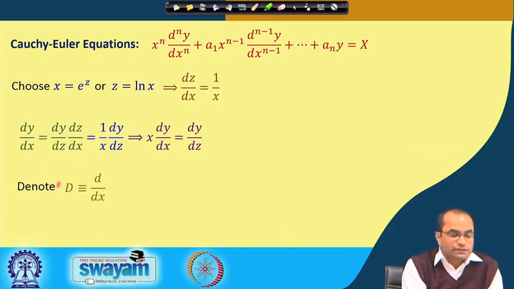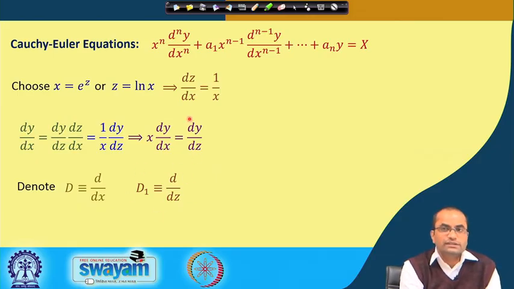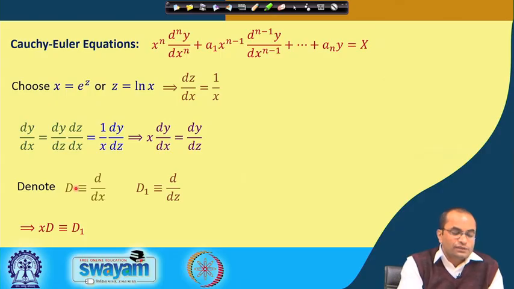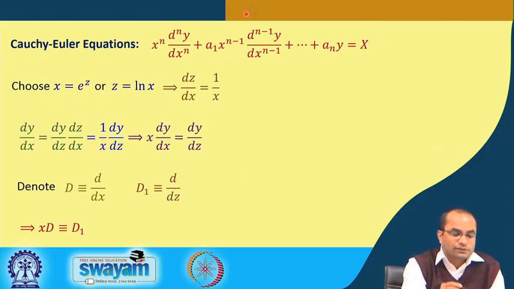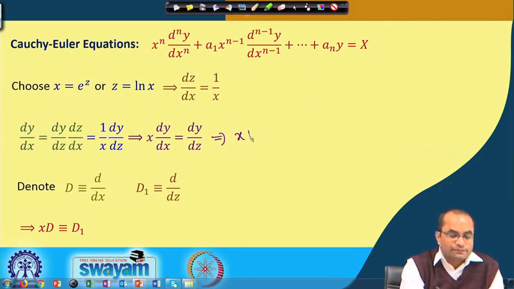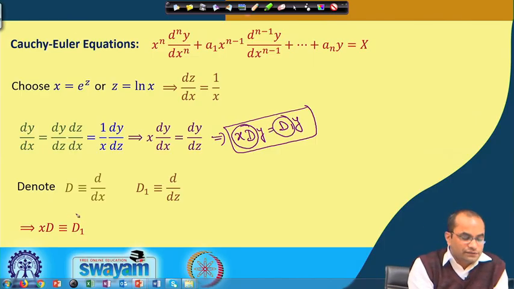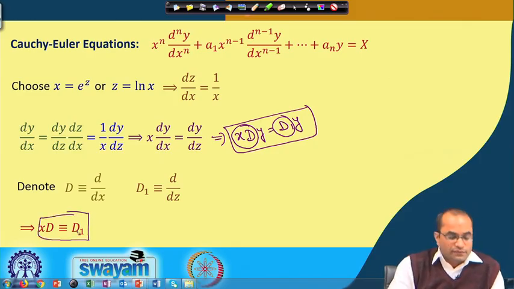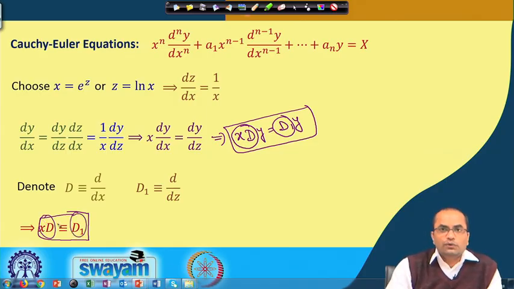If we denote D as the differential operator d over dx, then x into D will be replaced by, first let me introduce D 1 here, which is the operator d over dz. Having these two operator notations, D 1 will be used for d over dz, and D, the standard notation which we have been using from earlier lectures, is d over dx. So, this equation suggests that x D operated on y is equal to D 1 operated on y. From this we realize that the x D operator is equivalent to the D 1 operator. So, whether we operate x D or we operate D 1, both are the same here.